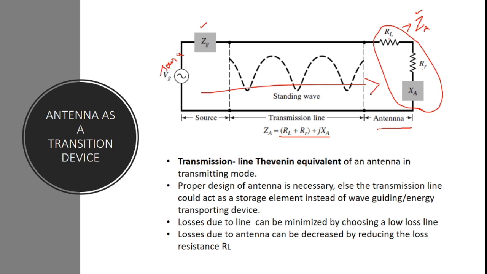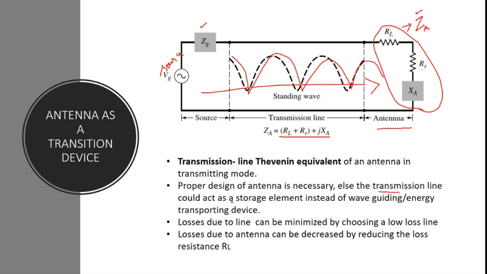Now, what happens if proper matching has not been done? In some cases, when the antenna is not properly designed, this might lead to reflection back. The waves will be reflected back, and these are termed standing waves in your transmission line. So if the antenna is improperly designed and the reflection keeps on increasing more and more, then a standing wave gets created within your transmission line. At this point, what happens?